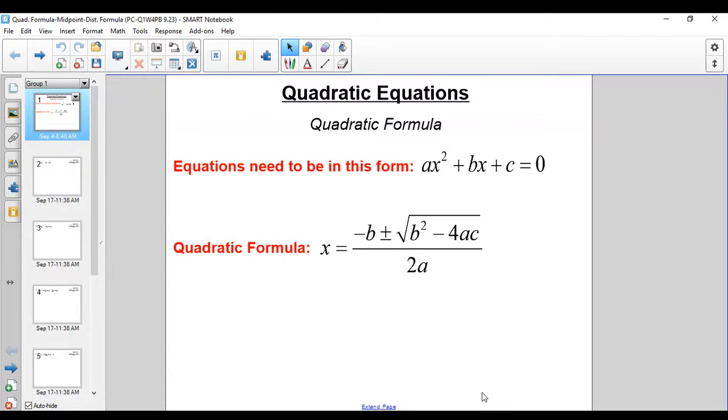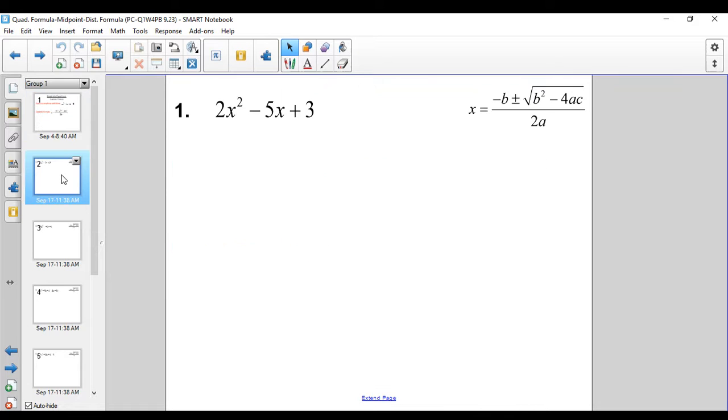Technique in solving quadratic equations is the quadratic formula. A couple things to make note of. Equations need to be in standard form, so everything on one side. I gave you the quadratic formula there. The a, b, and c are all coming from the standard form. So let's jump into examples.